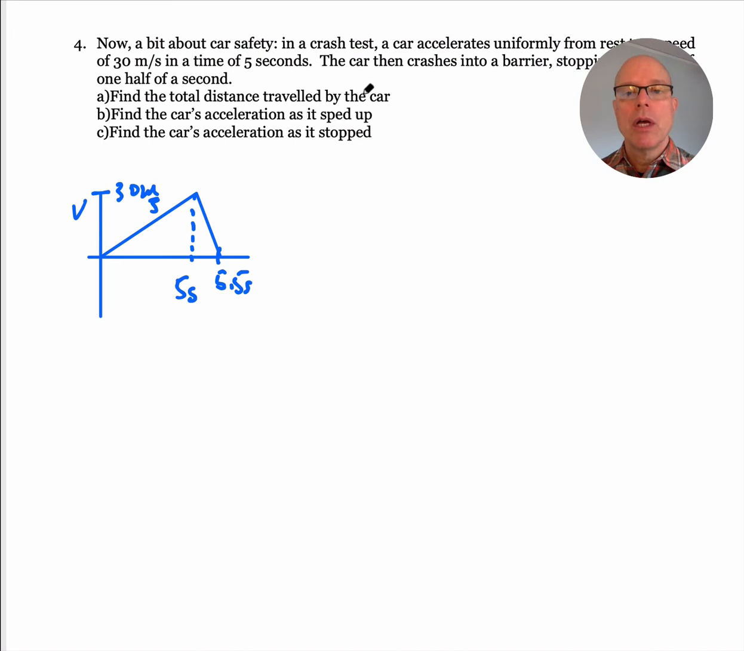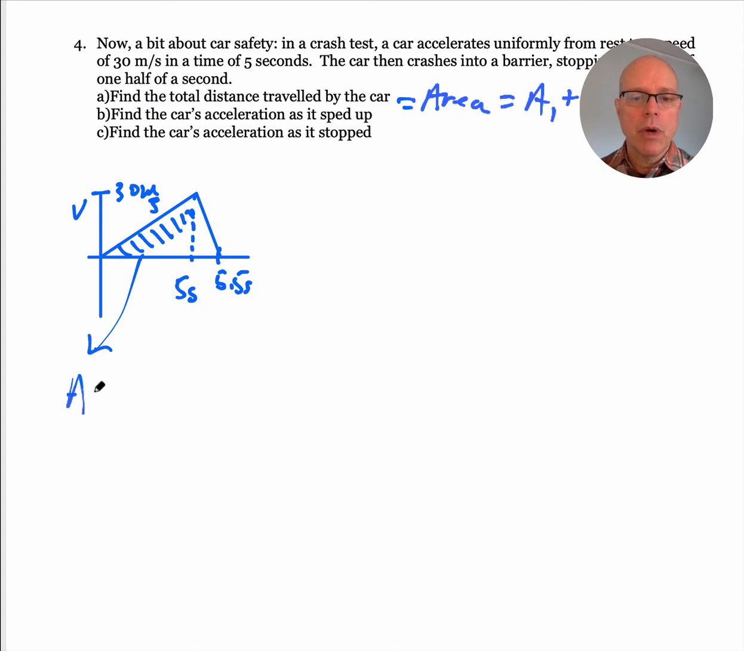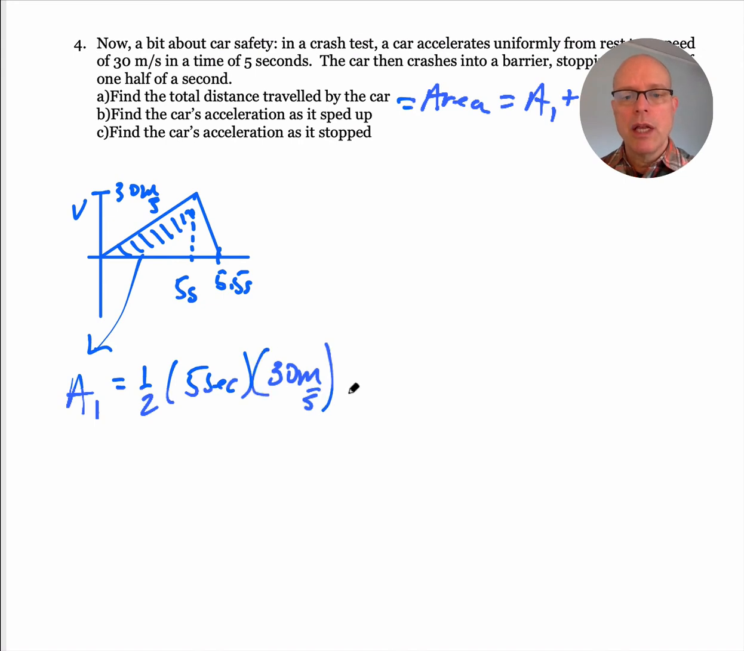Total distance. Total distance would be the total area. And so what I'm going to do is just get the area of this first shape, and that's going to be area 1. And we'll get the area of the second shape, which is also a triangle, and area 2. And so let's go right down here and get after area 1. So area 1, 1/2 base times height. The base is 5 seconds. The height is 30 meters per second. Go ahead and plug those 2 things in, and you get 75 meters.